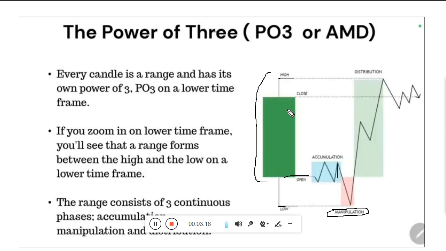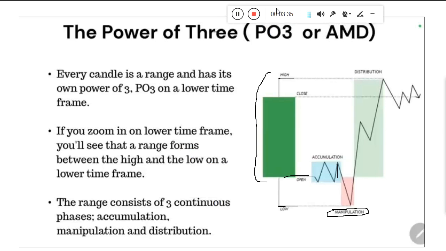If you zoom in on the lower time frame, you will be able to see the structure. You see the accumulation clearly, you see the manipulation clearly, and you see the distribution clearly too. The range of the candle consists of three continuous phases: the accumulation, manipulation, and the distribution, which I've just explained.